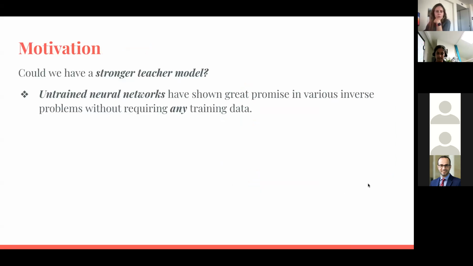So then the natural question is, if the interesting part lies in creating this bunch of noisy paired data sets, can we have a stronger teacher model? Can we not rely on this unrolled network that's trained solely on some paired data? There we were pretty interested in this new notion of untrained neural networks that have shown pretty great promise in various inverse problems without requiring any training data.